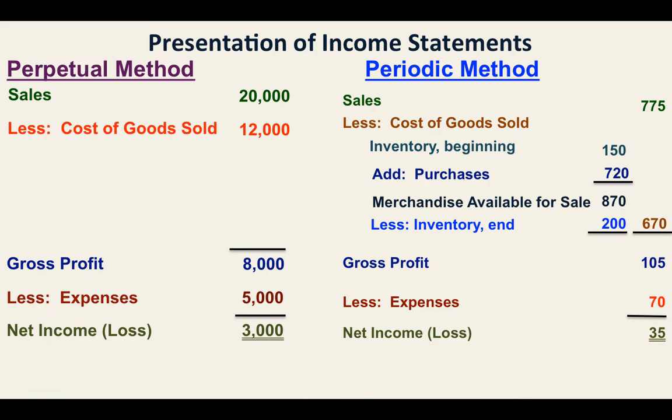Okay, class? So basically, if you will note, in part one of the lesson, I have shown you that sales less cost of goods sold equals gross profit, less expenses equals net income or loss, which is the same thing. The only difference is that under periodic you have to determine it, but under perpetual method the cost of goods sold was already recorded.